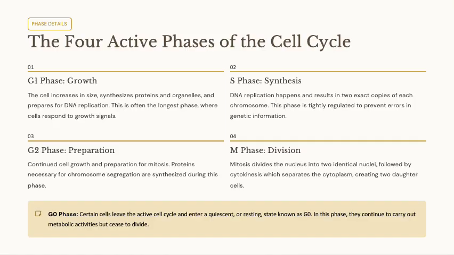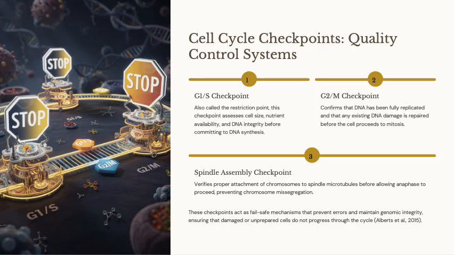The G0 phase highlights the fact that cell division is optional and tightly regulated based on the needs of the organism. As we move on in our presentation, let's talk about the cell cycle checkpoints, which are the quality control systems. To maintain accuracy and prevent errors, the cell cycle includes several checkpoints. Checkpoints are surveillance mechanisms that assess whether conditions are appropriate for the cell to proceed to the next phase.